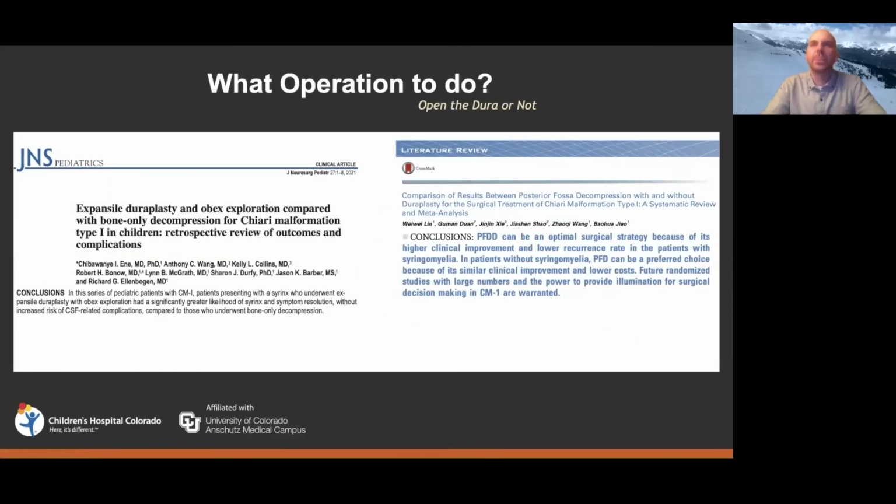So you say, okay, we know we want to do a posterior fossa decompression. What are the things on the menu that we need to decide if we're going to do or not do? So the first question is really, are we going to open the dura? Because every posterior fossa decompression includes bone removal, C1 laminectomy, but then you can start to deviate. Do you just thin the dura and then you're done? Or do you move on to opening the dura?